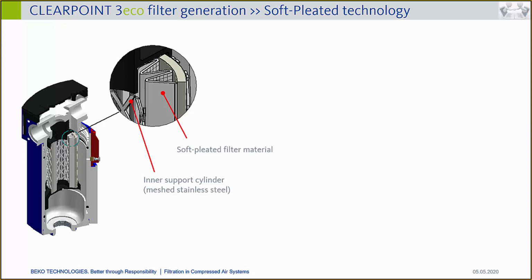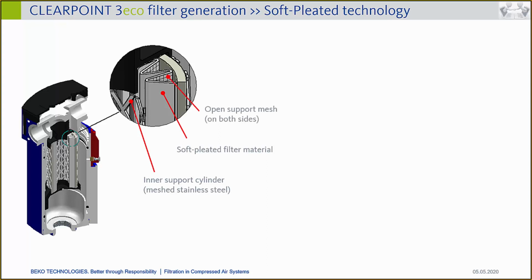So what does soft pleated material mean? During the manufacturing process of this filter material, there is no pressing of the filter material on the edges of this filter element. That means also here in the curves of the pleating areas, in the inner and the outer area, we have the full filtration volume available without reduction of filter material.